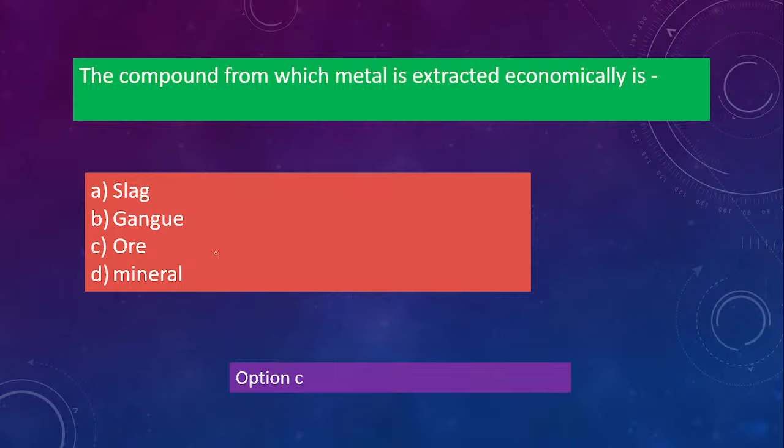Let's see the answer. Option C. So option C is the correct answer. Ore. So ore is the one from which metal is extracted economically.